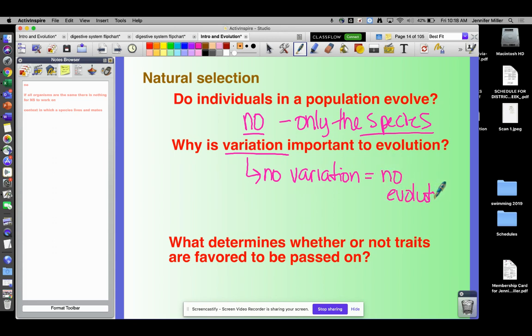No natural selection, okay? Because natural selection says some have traits that allow them to survive, and if those traits are all the same, then that doesn't work. So there has to be some variation in order for natural selection and evolution to work.